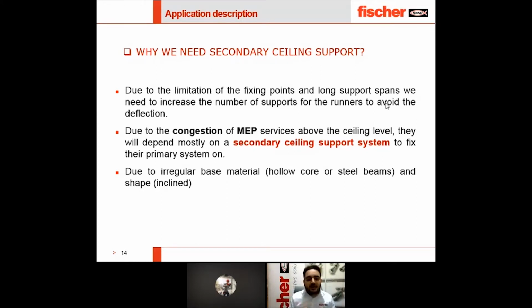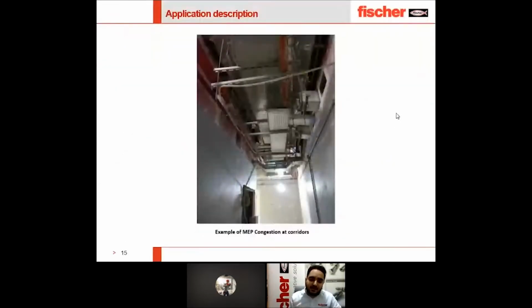Also, we have irregular base material. We have hollow core slabs, steel beams, and inclined-shape ceilings. These types of ceilings we can solve, inshallah, in the next slides, and I will show you some cases solved by Fischer.